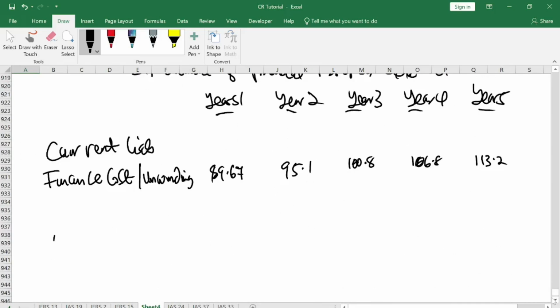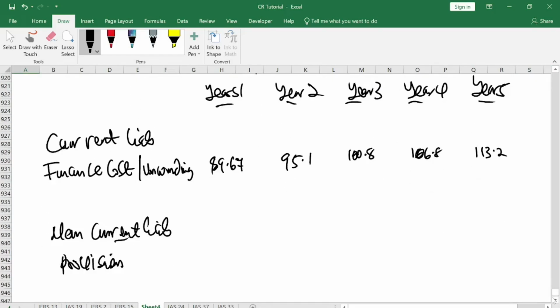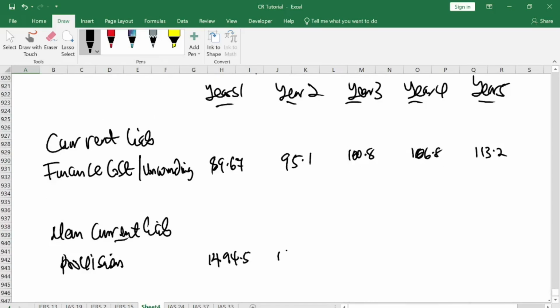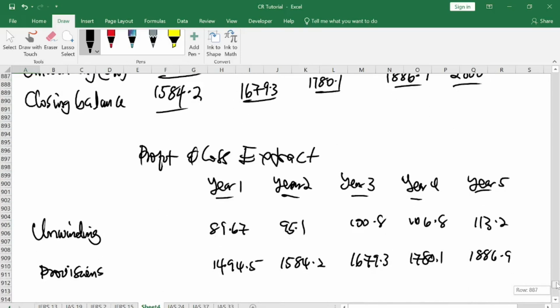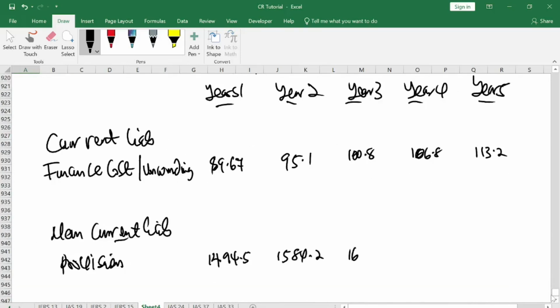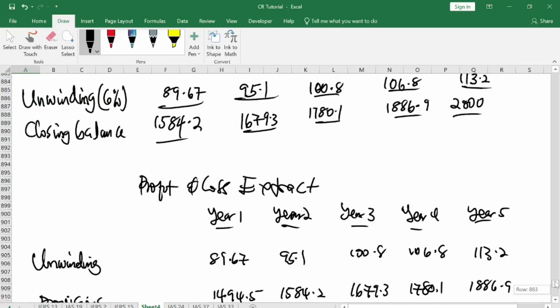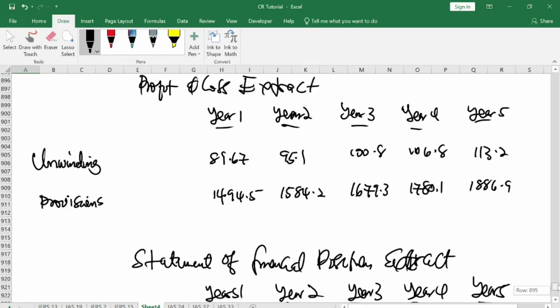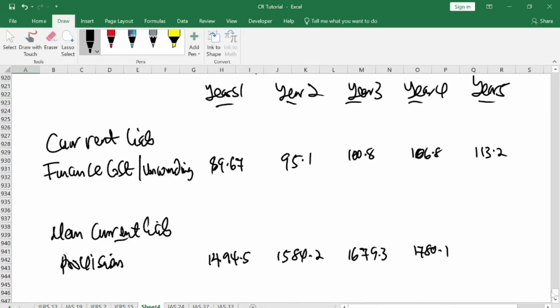Now you have your provisions. So year one, your provision is what? 1494. Year two, 1584. Year three, 1679. Year four, 1980. And year five is what? 1886. So this is how the provisions will look.